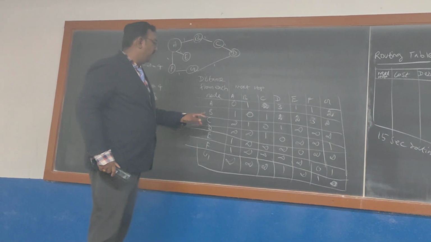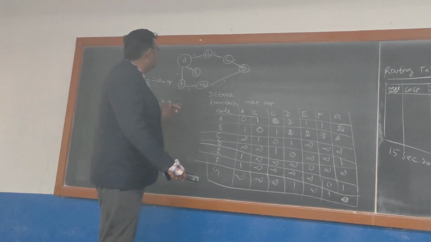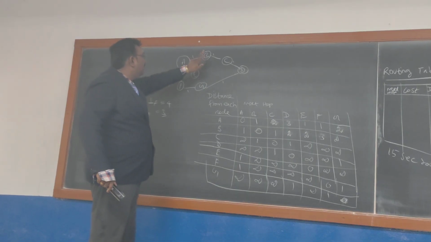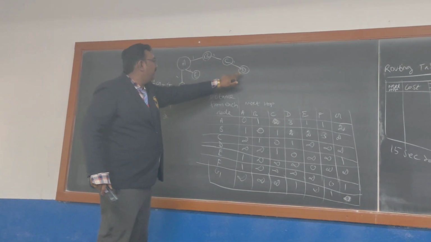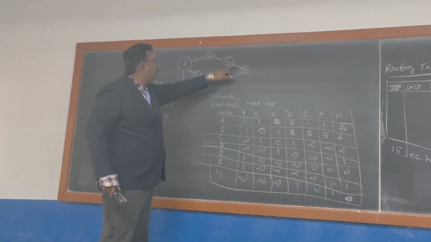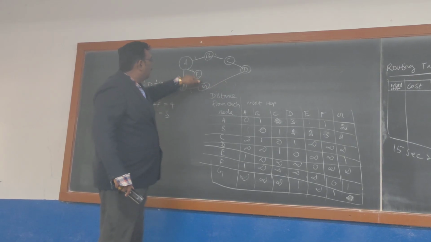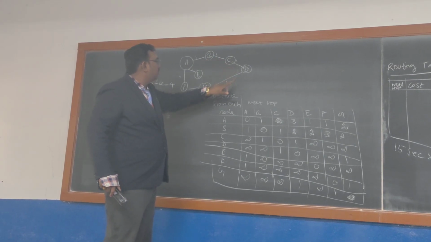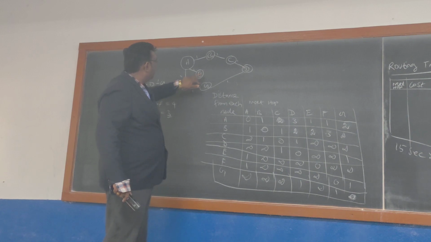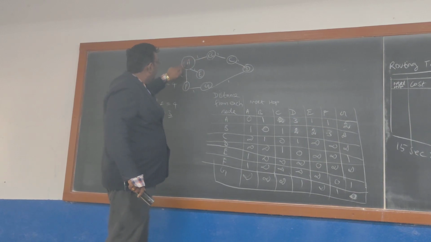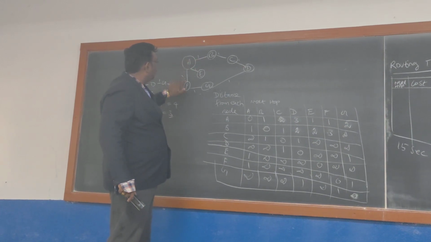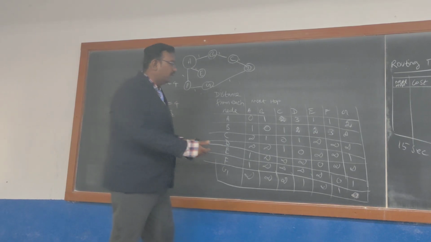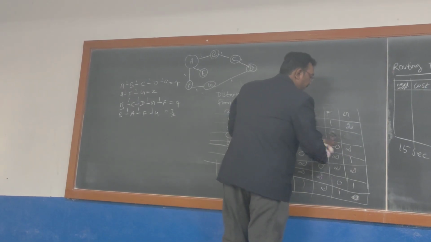The same method for B to G. So B to G. B to C, C to D, D to G. So 1 plus 1, 2, 2 plus 1, 3. So the cost is 3. Then what is the other path available? B to A, A to F, F to G. So 1, 2, 3. So 3, 3 is common. So we are going to put it as 3.